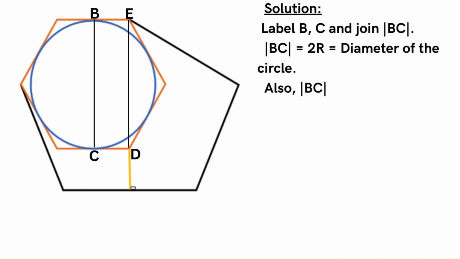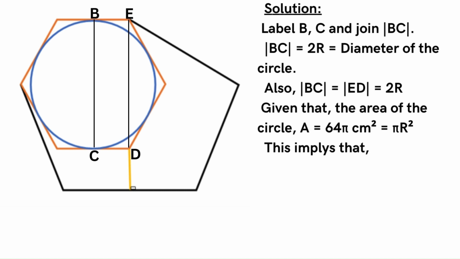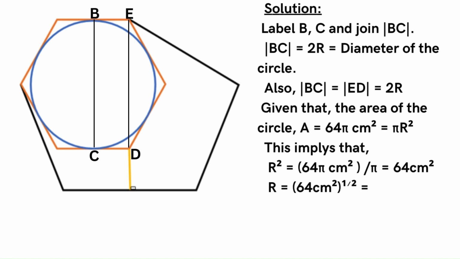Label BC and join BC. BC equals the product of 2 and r, where r is the radius of the circle. Equating the given area of the circle with the formula for the area of a circle and solving for radius r, we have that r equals 8 centimeters. Thus, BC equals ED equals 16 centimeters.